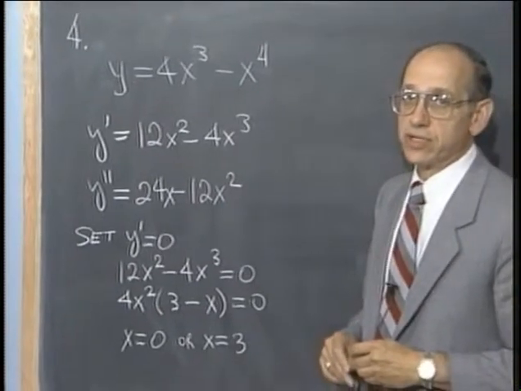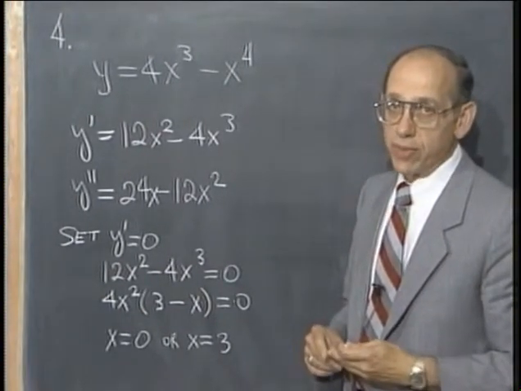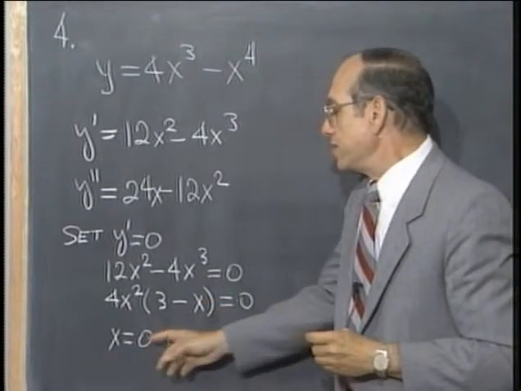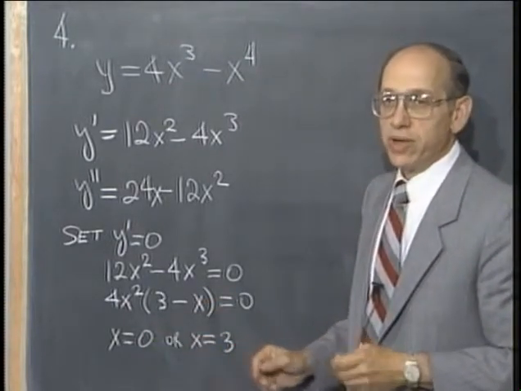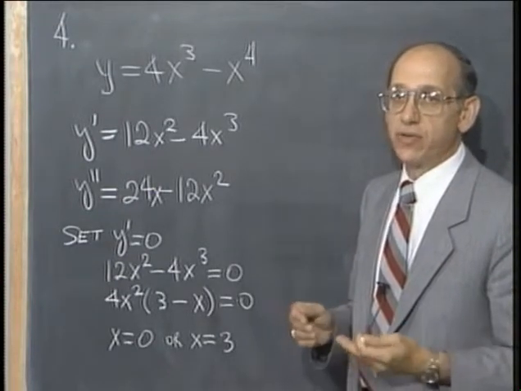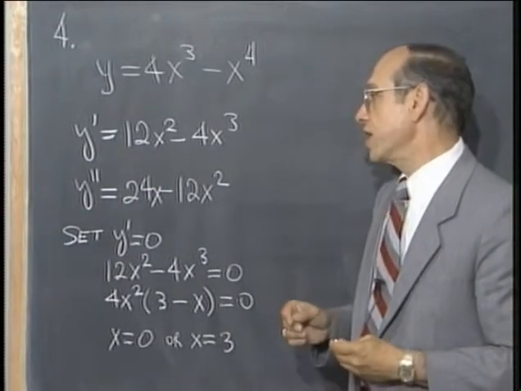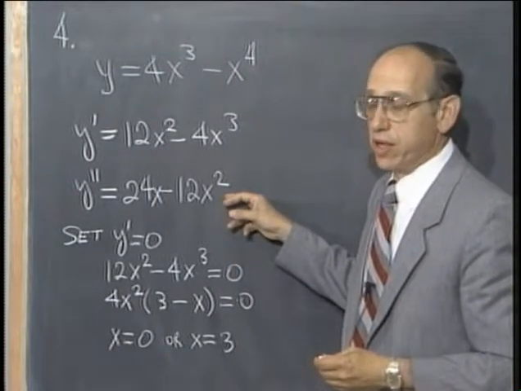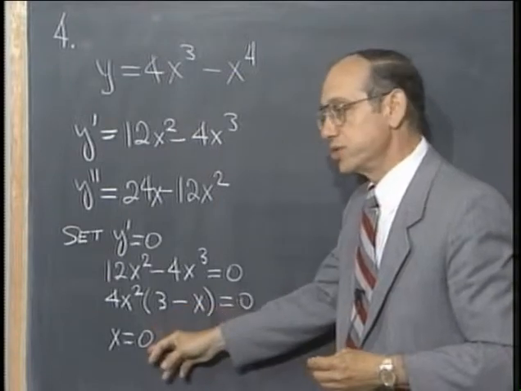So we have two possible critical values, x equals 0, x equals 3, and we'd like to know whether those points are going to give us relative maximum or relative minimum. Now, what did we say in the summary? Take these values and substitute into the second derivative and see whether the second derivative is positive or negative. So we look at the second derivative, which is 24x minus 12x squared, and we substitute first x equals 0.